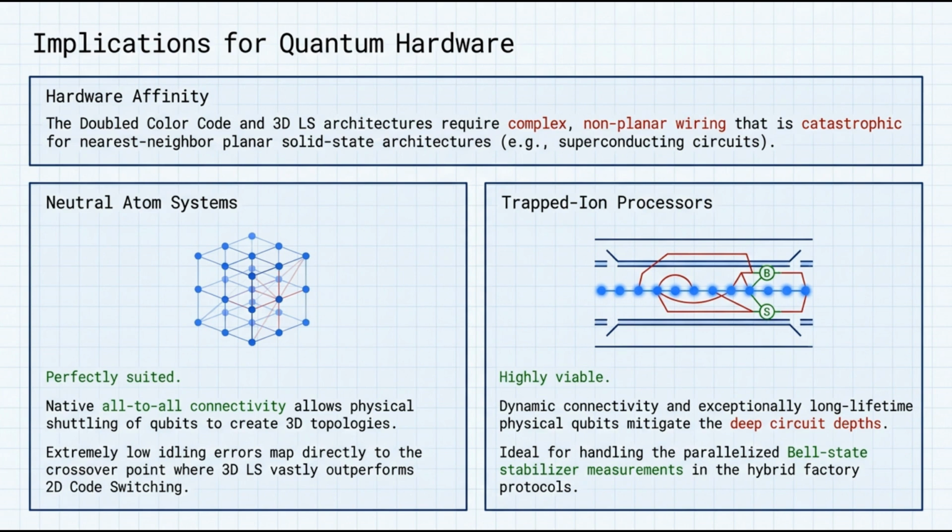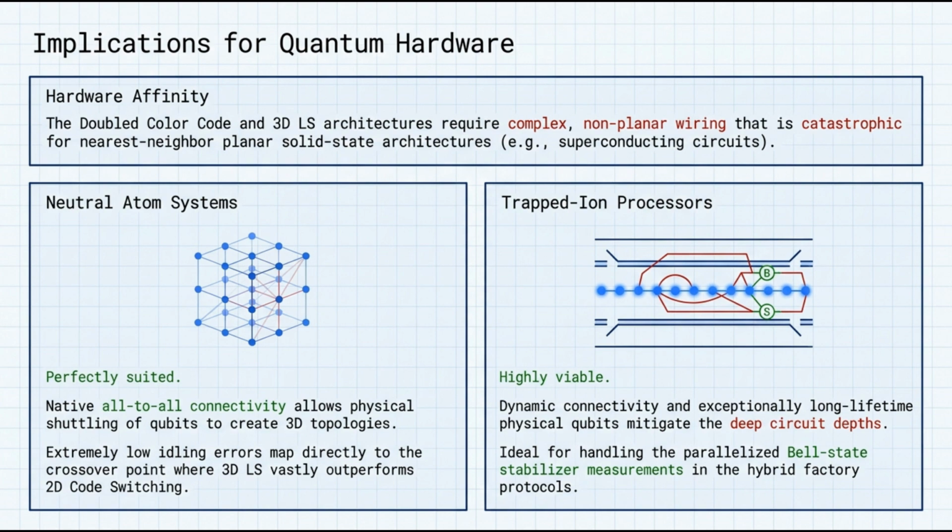Implementing these protocols requires assessing their physical hardware compatibility. The doubled color code and three-dimensional lattice surgery architectures require complex, non-planar physical wiring. This makes them highly impractical for nearest neighbor, planar solid-state architectures like superconducting circuits. Conversely, neutral atom systems are perfectly suited. Their native all-to-all connectivity allows the physical shuttling of qubits to create dynamic three-dimensional topologies, and their extremely low idling error rates align with the regime where three-dimensional lattice surgery outperforms two-dimensional code switching.